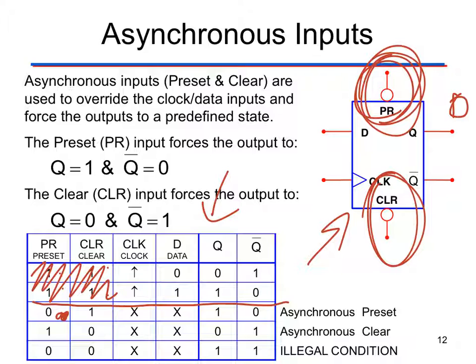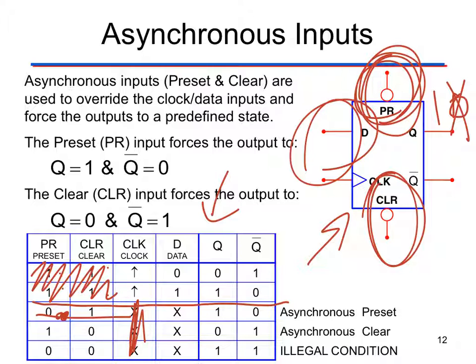This guy right here receives a 0. He is going to spring to action regardless of the clock. It doesn't matter what the clock does because it's asynchronous. So when that preset receives a 0, it's going to automatically output a 1 on the Q. It's a preset, meaning this is what happens as soon as it receives a low signal. It overrides any inputs on the D. Doesn't matter.